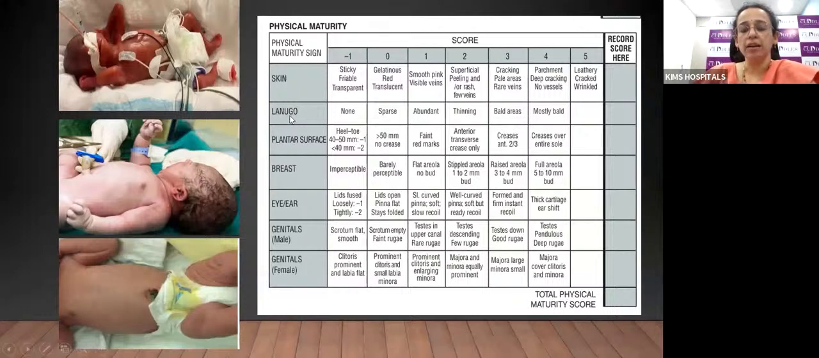So if we see the rating, it starts from -1. If the skin is sticky, friable and very transparent, we give the score of -1. We will give a score of 0 if it is gelatinous, red and translucent.